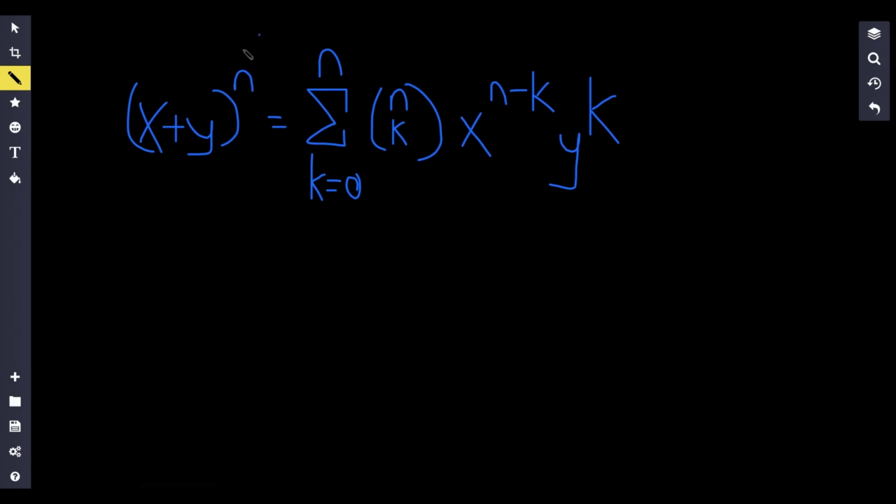The binomial theorem states that if you have (x + y)^n, you can rewrite it as the sum from k = 0 to n of (n choose k) times x^(n−k) times y^k.